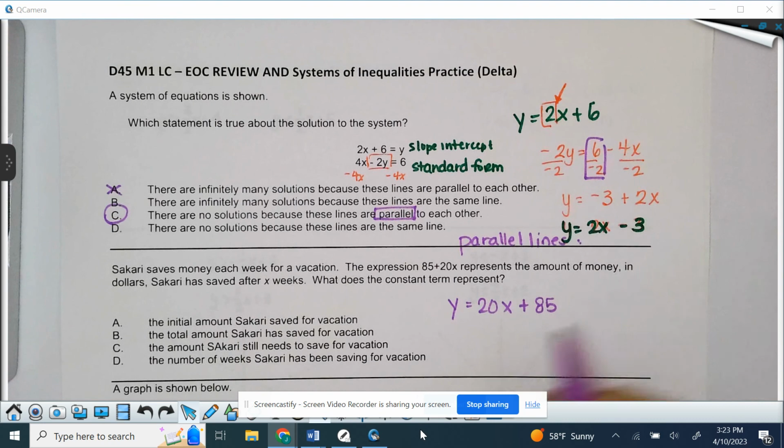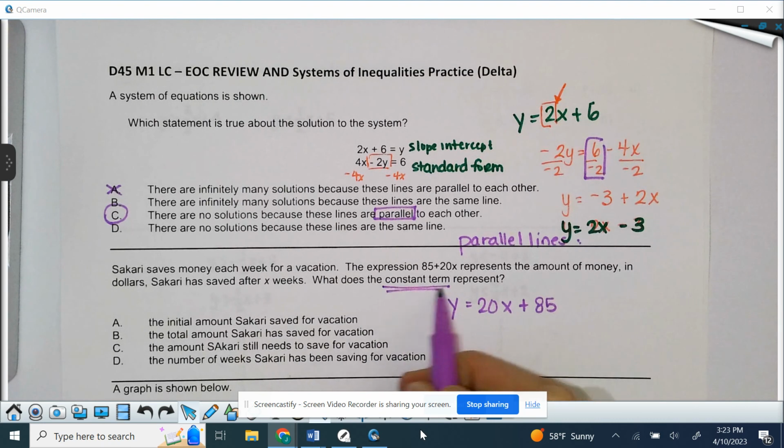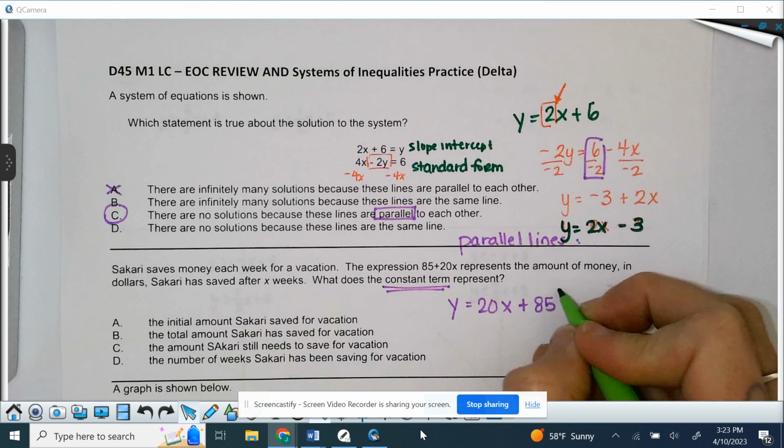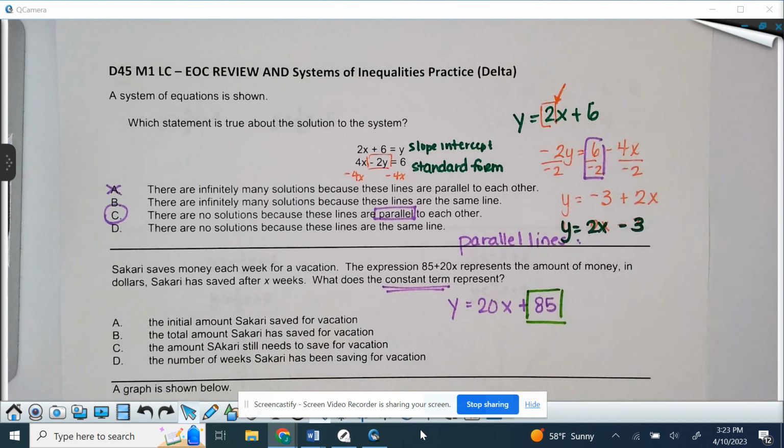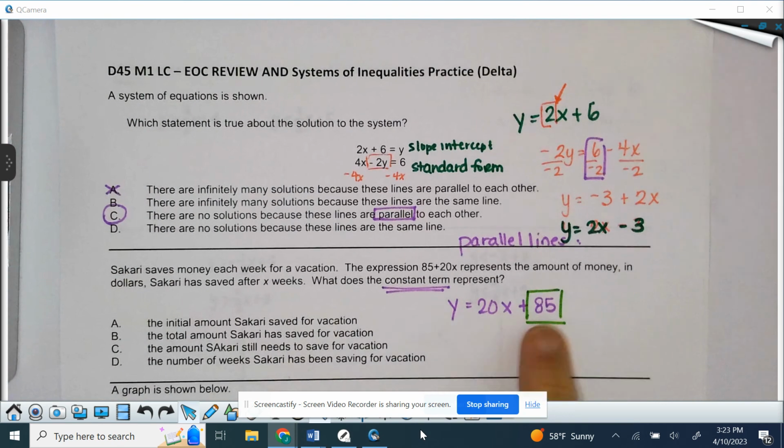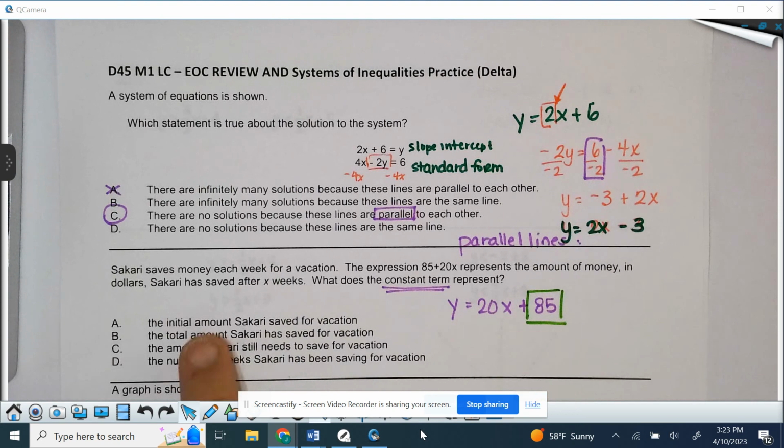So again, we're looking at our constant term, which means there's no x there. So that'll be this guy, constant. So that's our y equals mx plus b. Constant term is going to be b. What do we know about this guy? What does that tell us? Is it initial amount, total amount, the amount that still needs to be saved, or number of weeks?